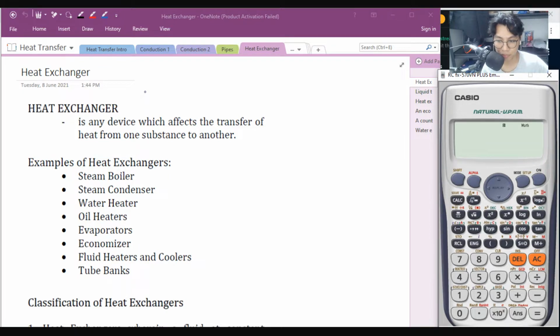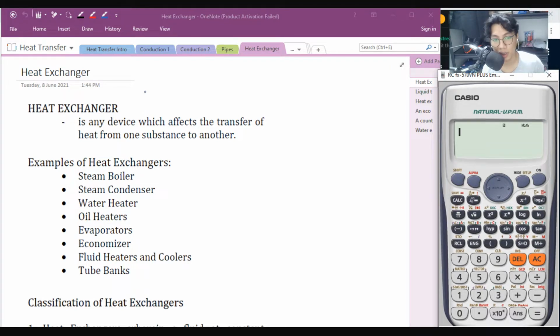Yung likod ng inyong refrigerator, meron yung heat exchanger. Okay? Yung mga boiler, mga heater, okay? Kahit yung mga aircon nyo, may heat exchanger yan. Okay? But what is a heat exchanger?